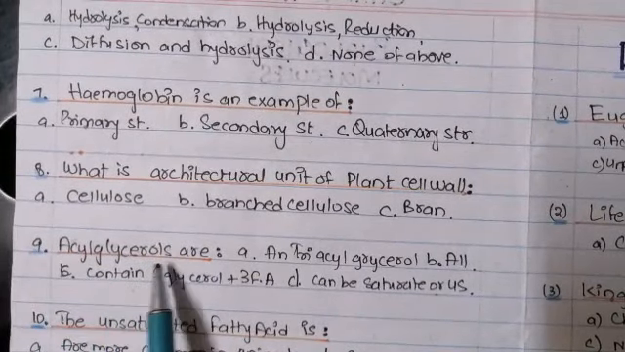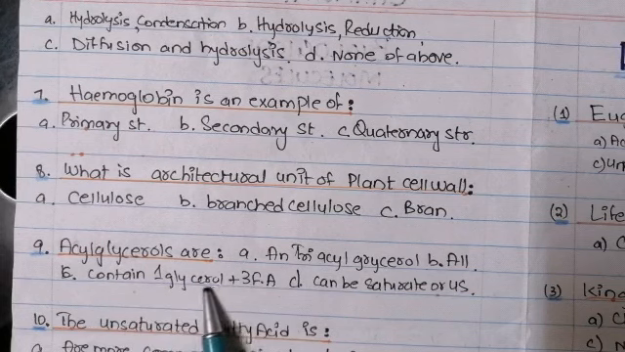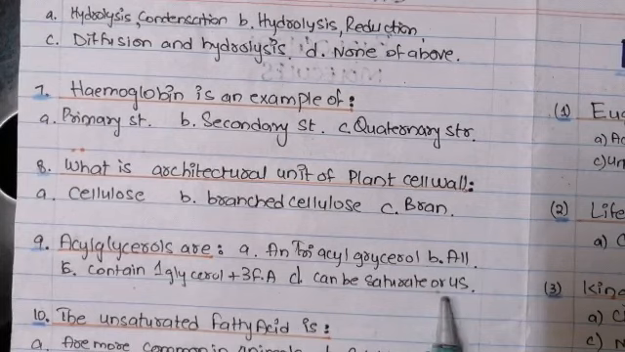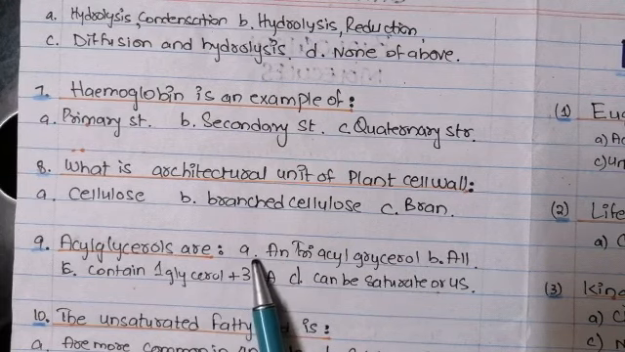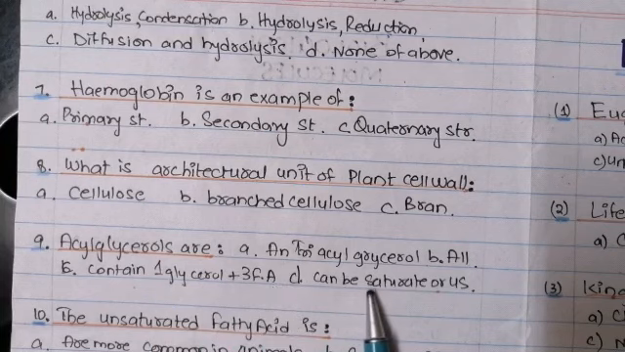Question number 9 says the acyl glycerols are A. a triacyl glycerol, B. all of above, C. contain one glycerol and 3 fatty acid chain, and D says it can be saturated or unsaturated. It can be fat or it can be oil. So the answer for this question is B. That is, all of above are correct. Why? Because acyl glycerol is a triacyl glycerol. It contains one glycerol with 3 fatty acid chain, and it can be saturated or unsaturated.